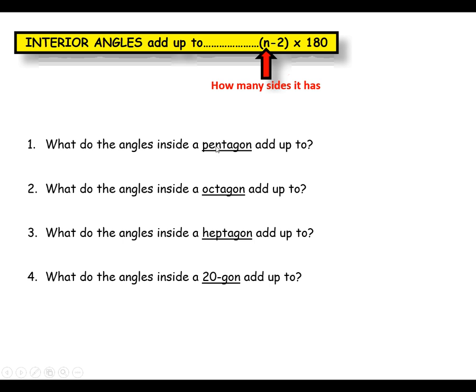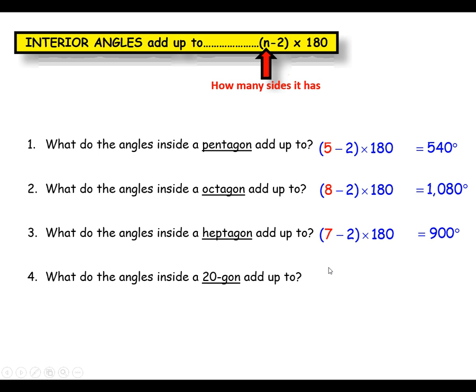So what do the angles of a pentagon add up to? Well, a pentagon has 5 sides. So we do 5 minus 2 and multiply by 180. That'll be 540. For an octagon, we do 8 minus 2 times 180. That will be 1,080. What about a heptagon? Well, the heptagon has 7 sides, so plug it into the formula. 7 minus 2 times 180, and we'll get 900. And finally, a 20-sided polygon, what will the interior angles add up to? We do 20 minus 2, that's 18, times 180, we get 3,240. That's the angles on the inside.